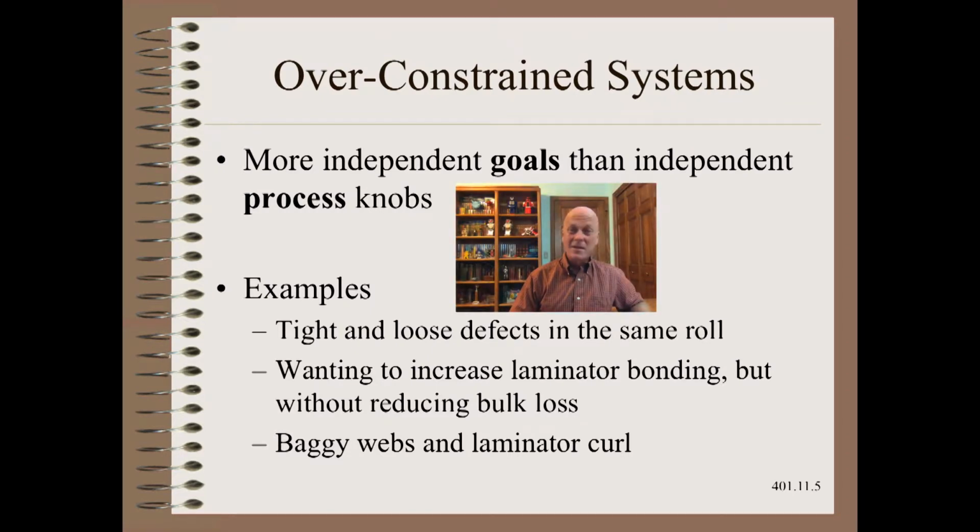So, what's the point of all of this? It is simply to recognize insolvable problems that may be handed to you. Perhaps the most extreme example here is the famous saying, "Fix it, but don't change anything." My Web 101 students know how to recognize several overconstrained systems, such as trying to fix tight and loose defects in the same row by playing with the winder TNT knobs. We also covered in great detail calendaring and laminating examples.